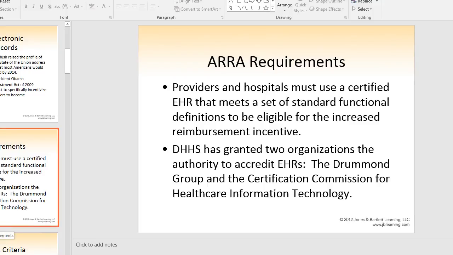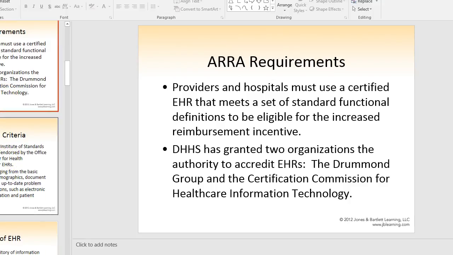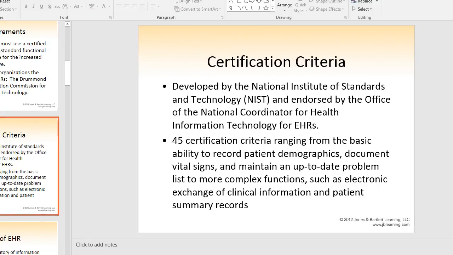So providers and hospitals must use a certified EHR that meets a set of standard functional definitions to be eligible for the increased reimbursement incentive. So there are two different organizations. There's the Drummond Group and the Certification Commission for Health Information Technology. So it was developed by the National Institute of Standards and Technology, which is basically this institute is involved with all the EHR measures, and it's endorsed by the Office of the National Coordinator for Health Information Technology for EHR. So it's such a big deal to have this safe, meaningful medical documentation that there's actually a national institute for it.